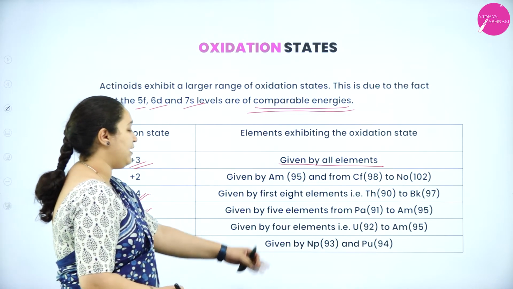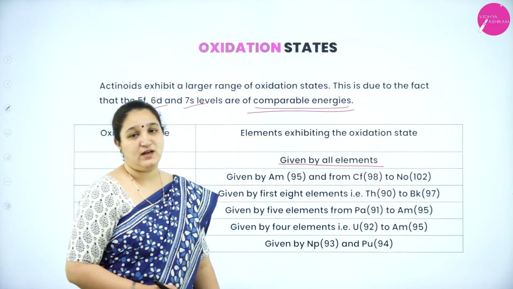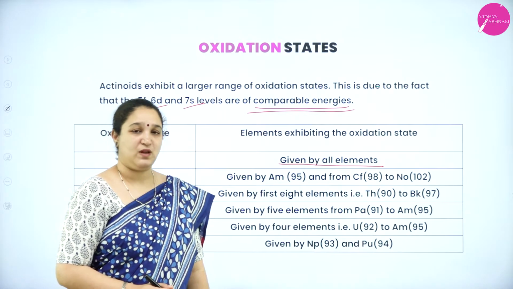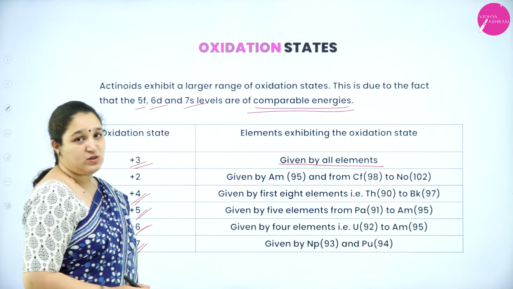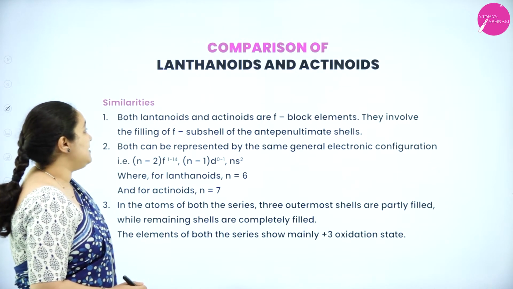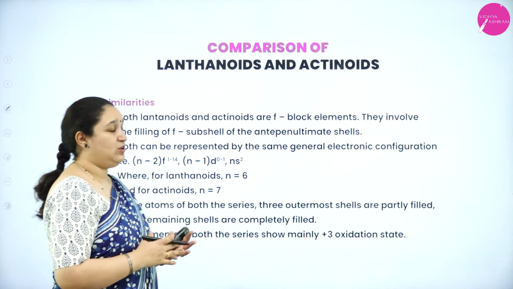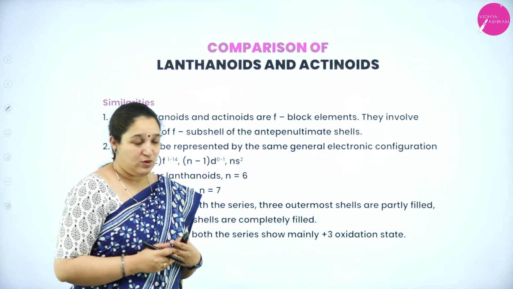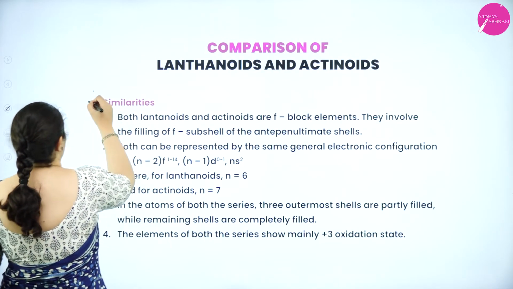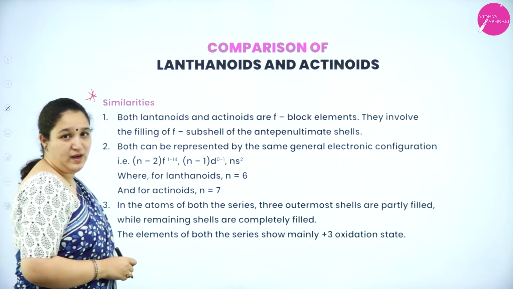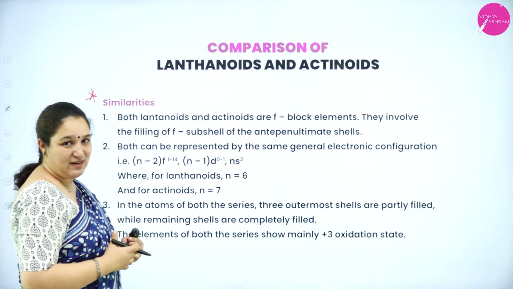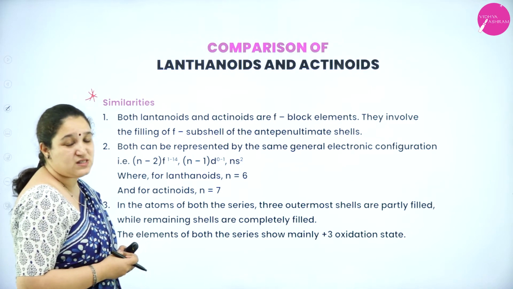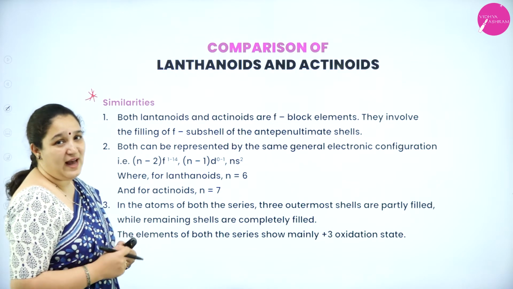+7 state is given by 93 and 94 atomic number. Okay, so that's about the oxidation states. Next, comparison of lanthanoids and actinoids. Now this is again an important question. Okay, so you have to know some similarities and some differences between lanthanoids and actinoids.